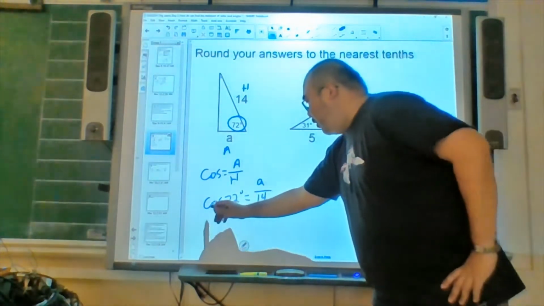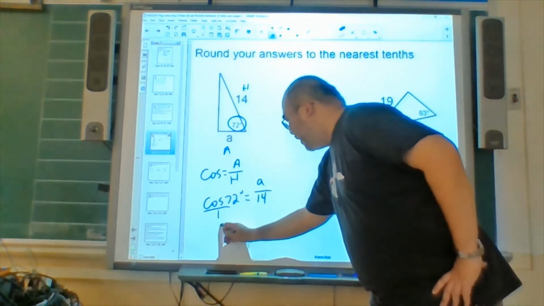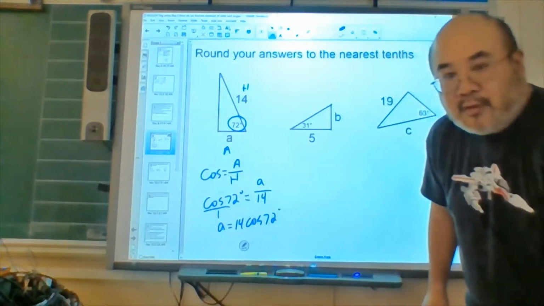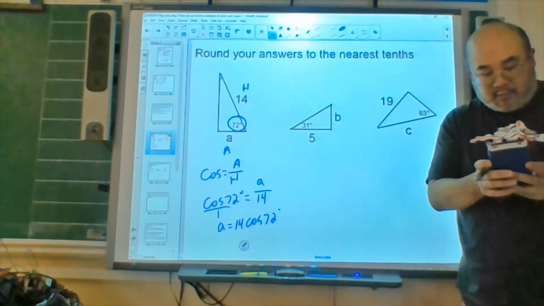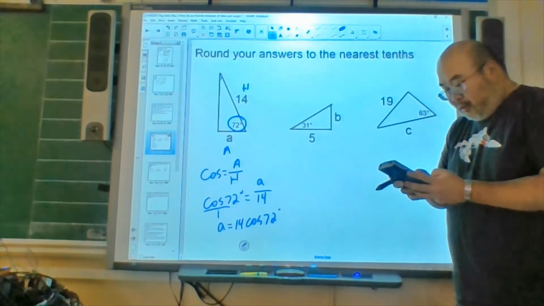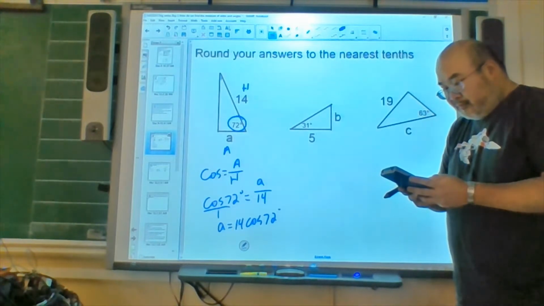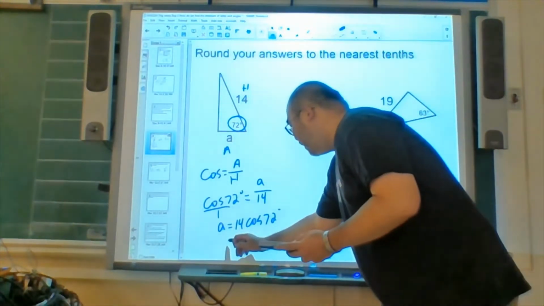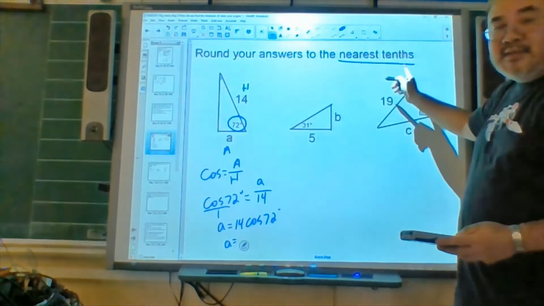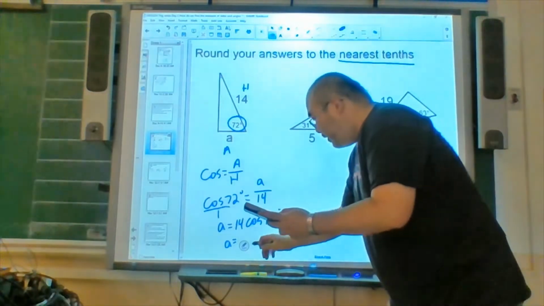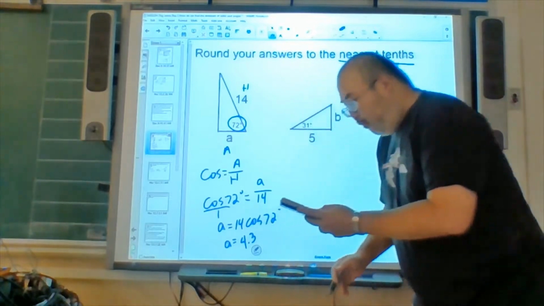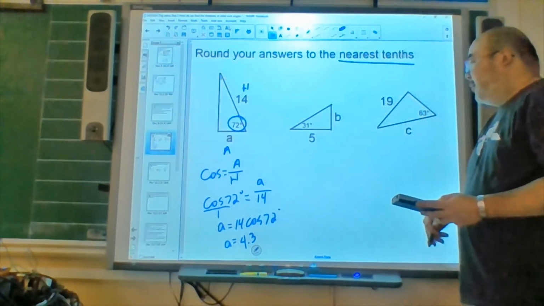So now to solve for A, we're going to cross multiply. We get A is equal to 14 times cosine of 72 degrees. We're going to take our calculator. Please make sure you are in degree mode. So now we'll type in the calculator 14 cosine of 72. And we'll get, in this case, the value of A to the nearest tenths. Make sure that nearest tenths is one decimal place. It will be 4.3, because we have 4.32, we round down to 4.3.